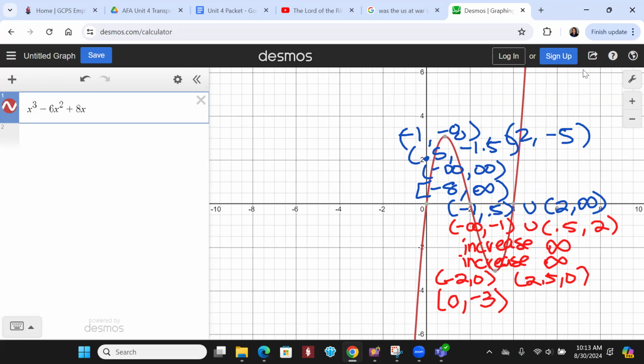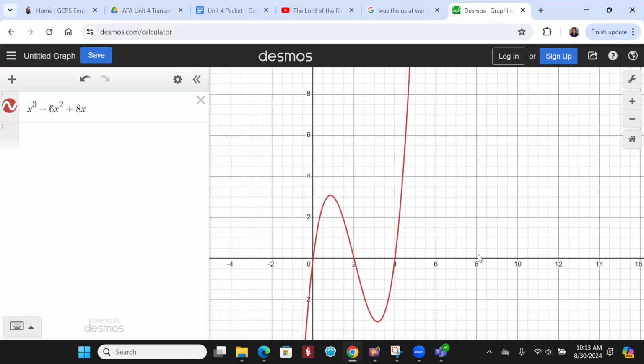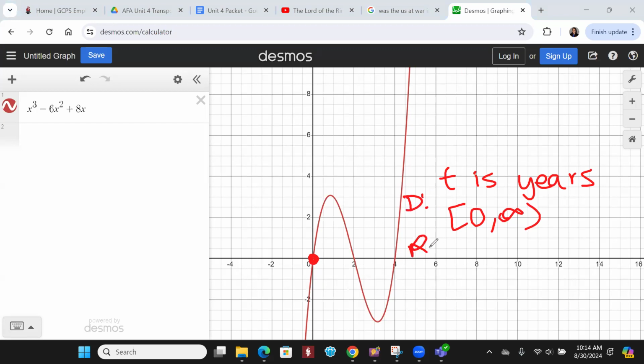Okay. If I graphed it, this is what it would look like. What's going to be the domain for this? What do the X values represent in context? It says T is years. Okay, so T is years. Can we have negative years? So where is it going to start? From 0 to what? To infinity. Yep, thought y'all would finish that.